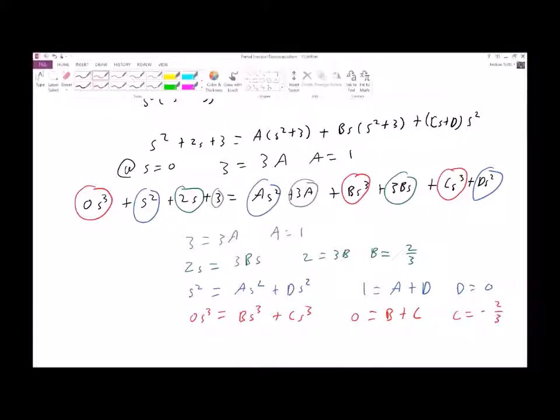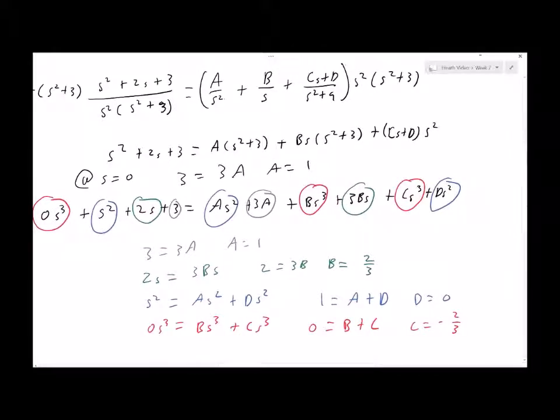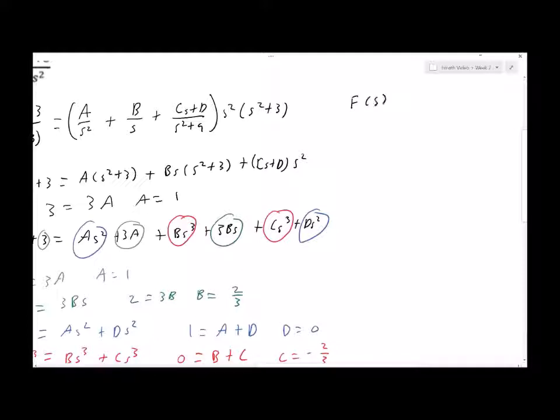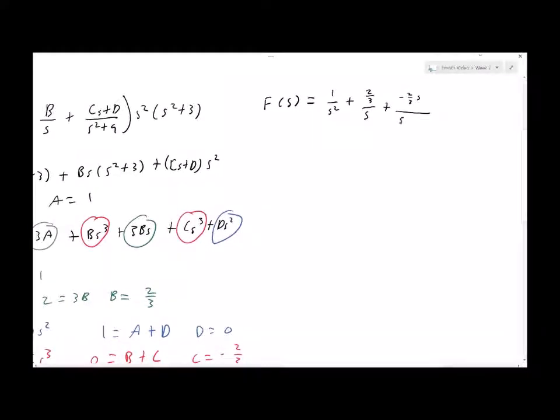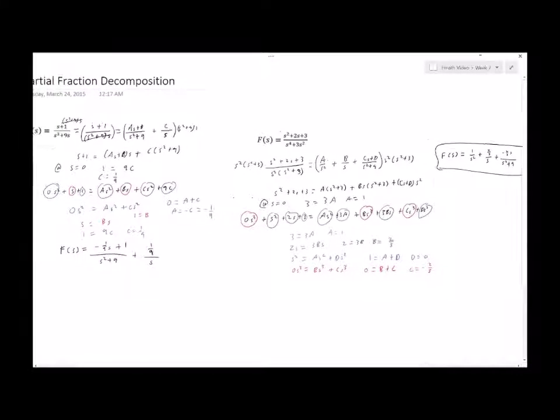And now we just plug all that back into our original equation, which is up here, and we're left with F of s equals A, which is 1 over s squared, plus B, which is 2/3 over s, plus Cs plus D. So C is negative 2/3 s, and D was 0, so we don't have to write that down anymore. Alright, so this is what we end up getting right here. And from there we can use the Laplace sheet and easily go to the x domain again.